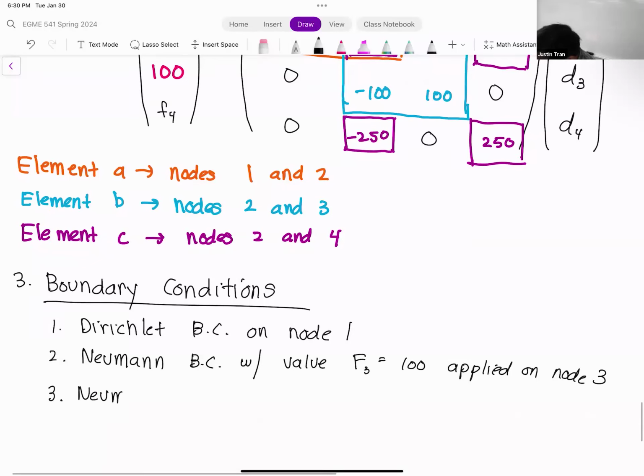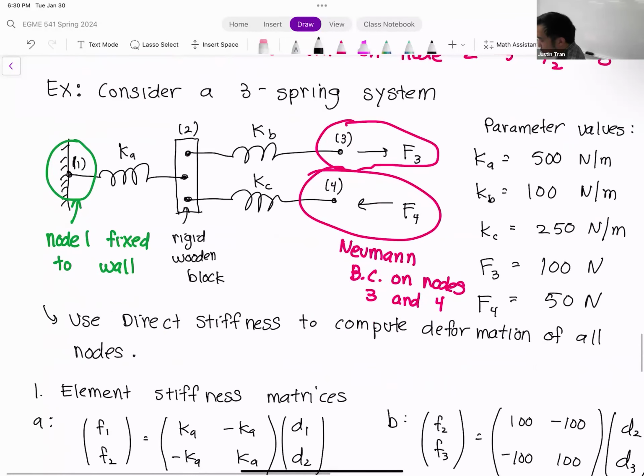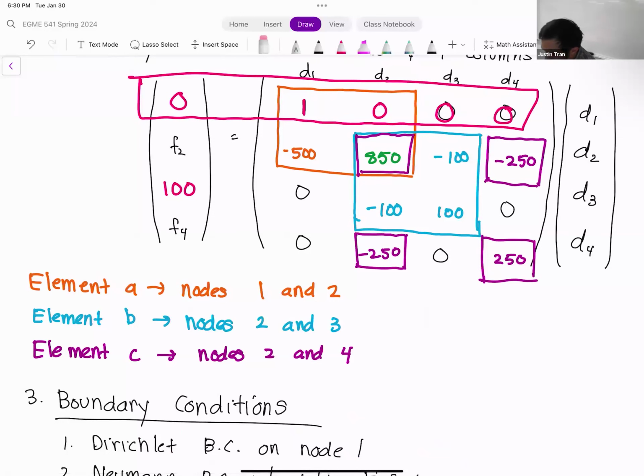Then our third boundary condition is also a Neumann, on F4. But if you look at our original diagram, you'll see that F4 is being applied in the opposite direction. F4 is being applied to the left, where F3 is being applied to the right. So we need to respect that sign convention. If we define the right-hand direction as the positive x direction, then F4, which is pushing to the left, we have to make negative. So in our matrix, instead of F4, we're going to have a minus 50, because F4 is going in the opposite direction.